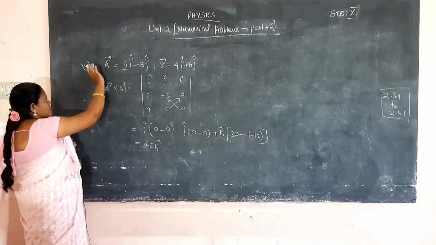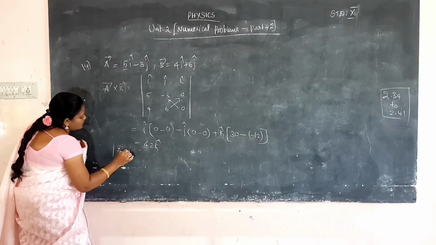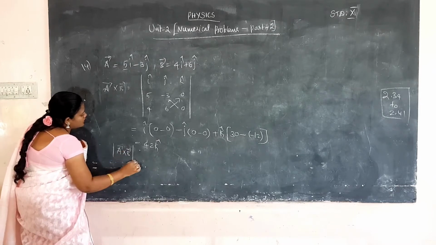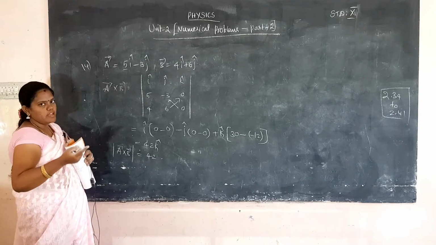This is A cross B only. So, we want to calculate the modulus of A cross B, just mentioned with the value only. So, it is 42. Now we want to calculate the area of the triangle.